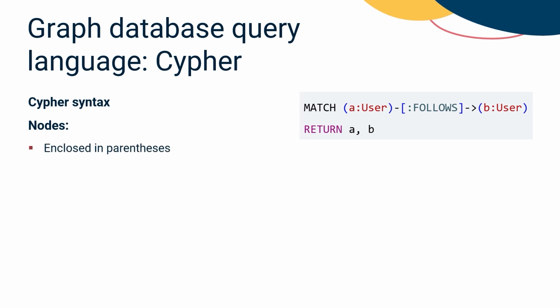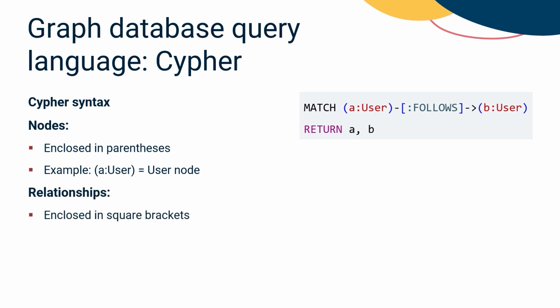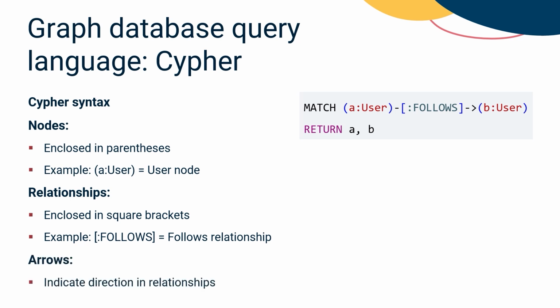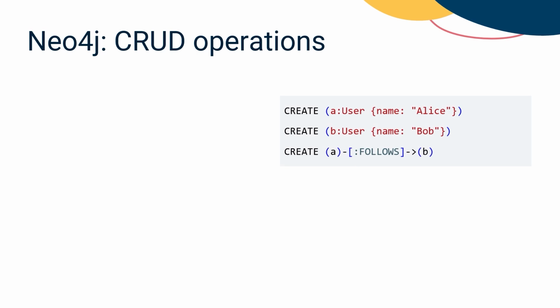Nodes are enclosed in parentheses. For example, user in parentheses represents a user node. Relationships are enclosed in square brackets. For example, follows in brackets represents a follows relationship. Arrows indicate direction in relationships. Now that you know the basic syntax, let's look at the CRUD operations. First, let's find out how to insert data. We will be creating nodes and relationships.